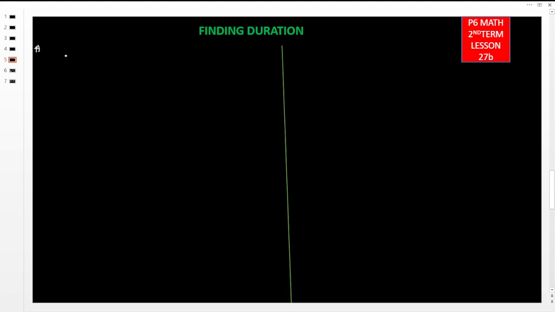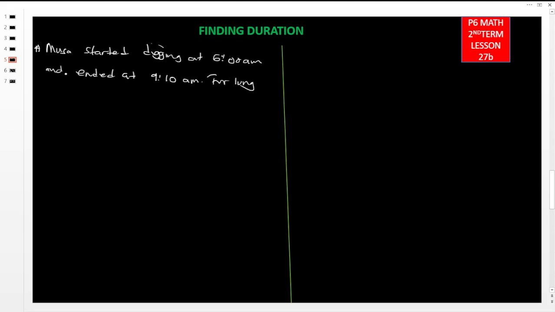Example 4. Then example 4, they are telling us that Musa started digging at 6 a.m. and ended at 9:10 a.m. For how long did Musa spend digging?